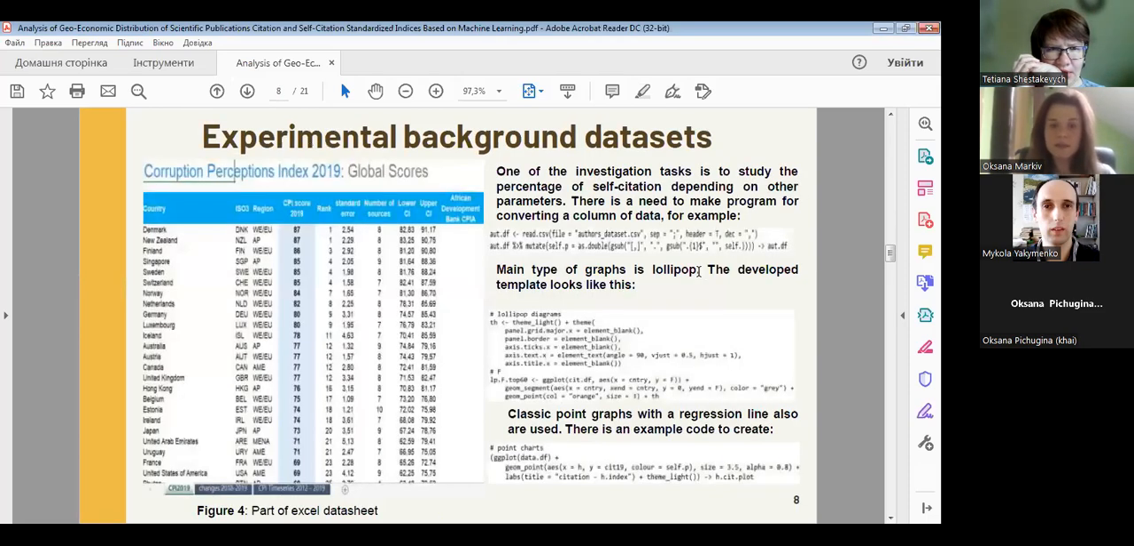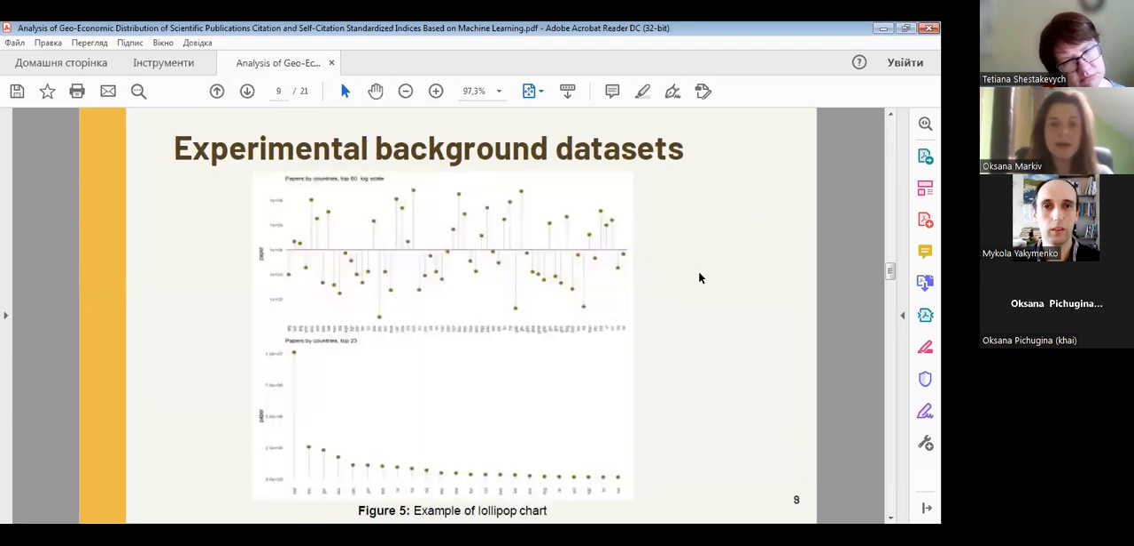Here the information is obtained from Transparency International. It is visible that the data needs to be translated into CSV format. You can see one of the investigation tasks, which was the calculation of the percentage of self-citation depending on several parameters, and some program part is depicted on slide number 9.